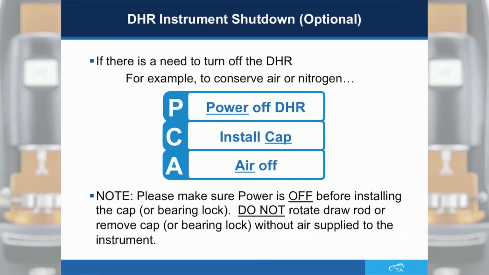At TA Instruments, we typically leave our instruments on all the time. However, if you would like to turn off the DHR in order to conserve air or nitrogen supply, just follow the acronym PCA. First, power off the DHR, then install the black cap or bearing lock onto the draw rod. After the bearing lock is secure, the air supply can be safely shut off. Please make sure that the power is turned off before attaching the cap, and be sure to never rotate the draw rod or remove the bearing lock unless clean, dry air is supplied to the instrument at 30 psi.